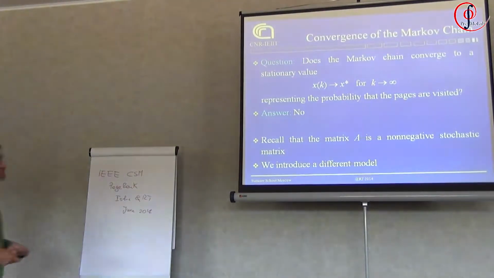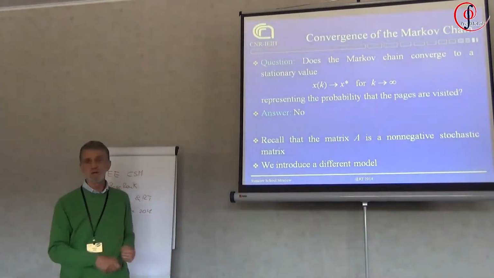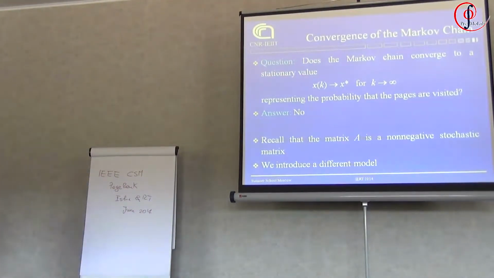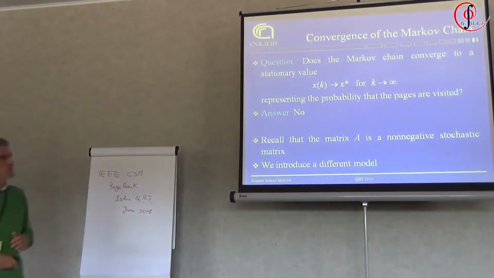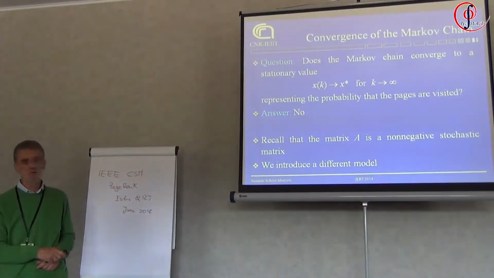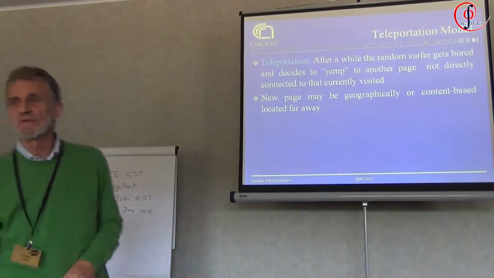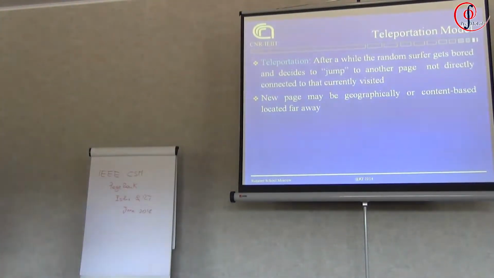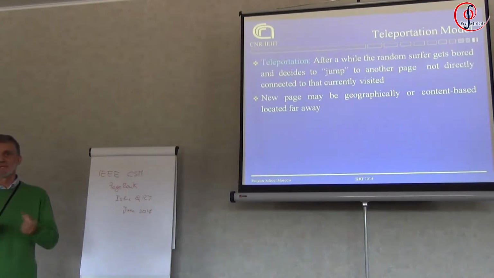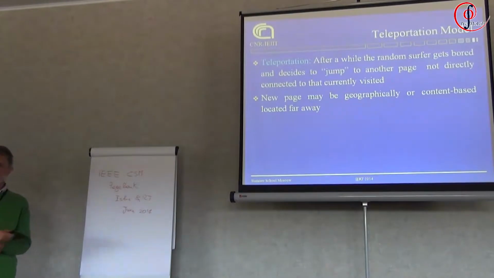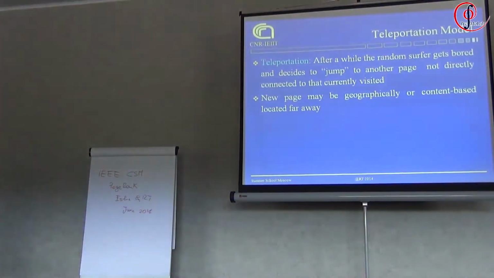Well, it's very simple to build up examples showing that in general the Markov chain does not converge to a stationary value. You can think about many examples, and the reason is that A is a non-negative stochastic matrix, so they may have oscillations. So we introduce a different model, called the teleportation model. Teleportation is also very intuitive. We are visiting websites with this random surfer model, and after a while we get tired of it, so we jump to another page which is far away, and then we continue from there. Again, a little simulation.